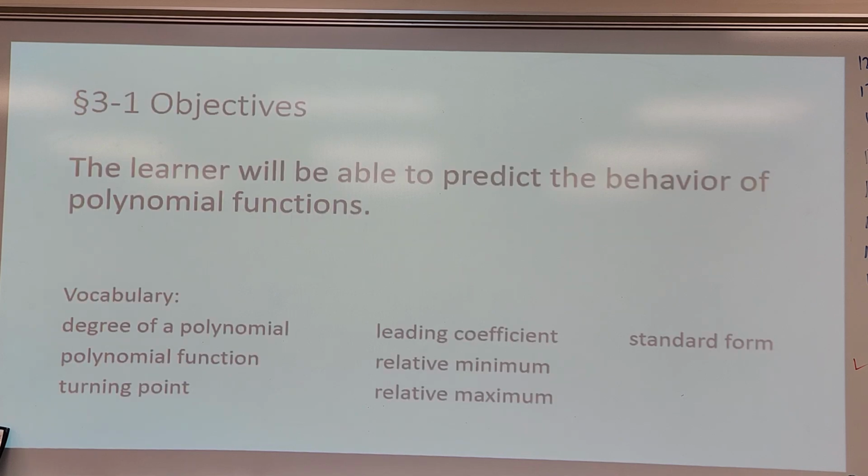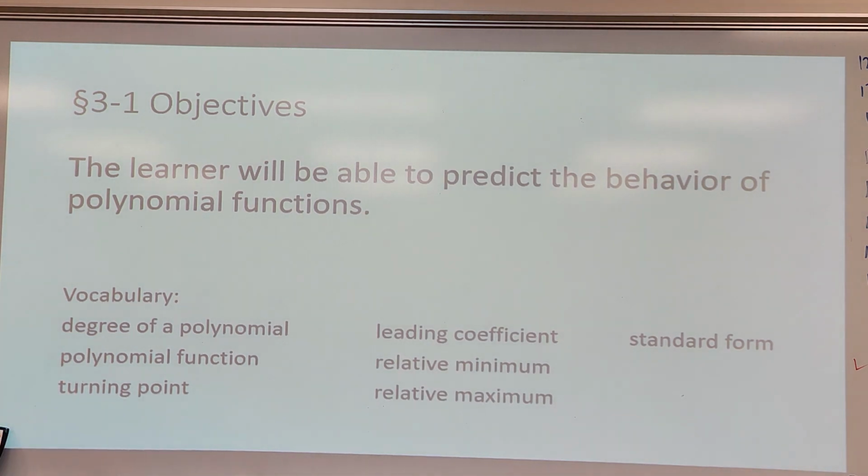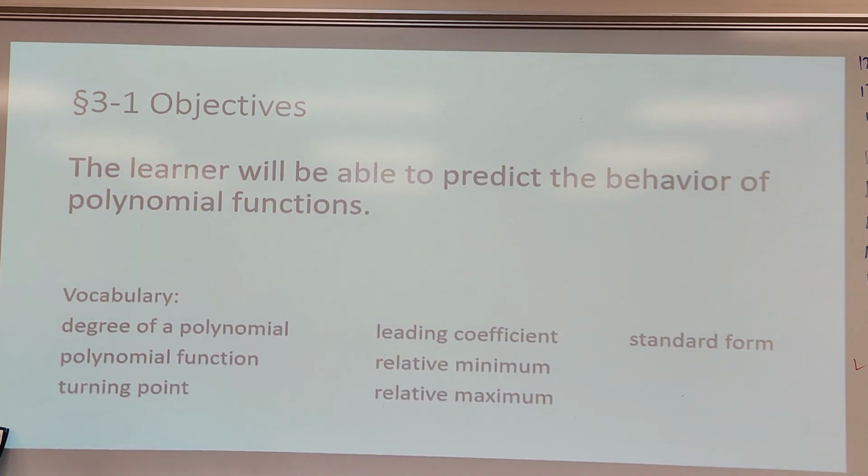So the goal today is to be able to predict the behavior of polynomial functions, what is happening, what they look like, and there's some key vocabulary. A lot of this is stuff that you've done before in Algebra 1, so I'll try to jog your memories a little bit. But then there are some parts that are new here, all right? Talking about relative minimum and maximum, and of course our turning points in those graphs.